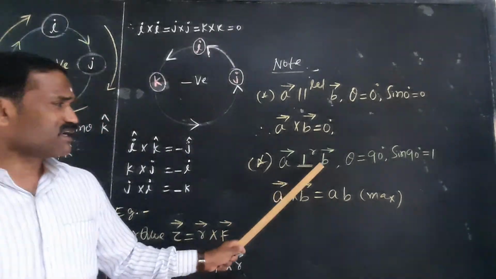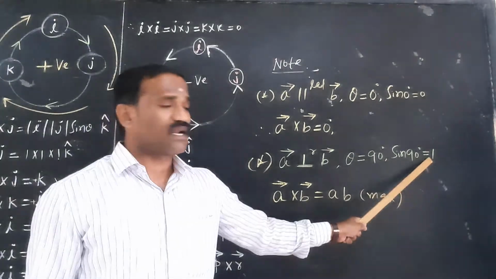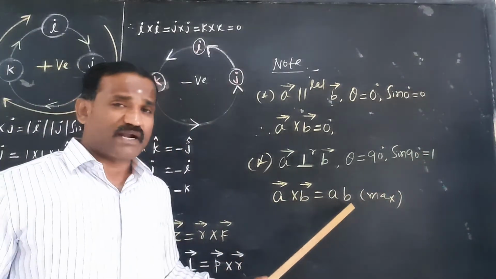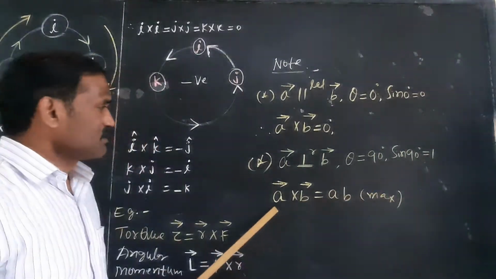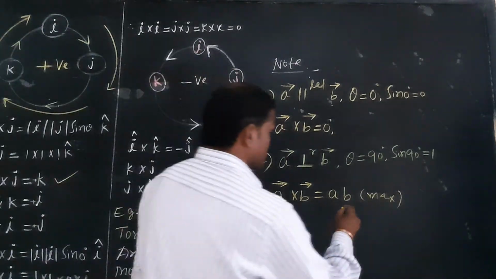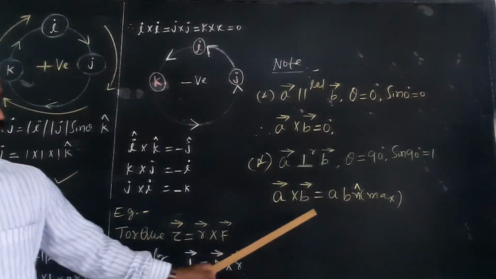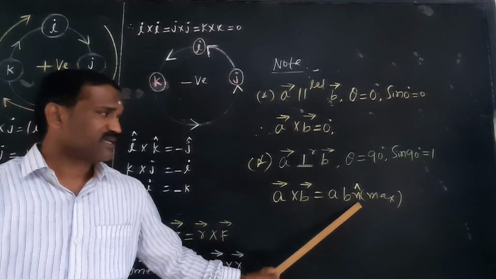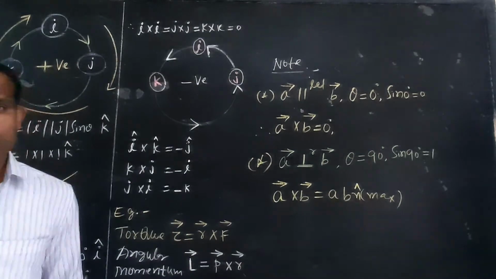Vector A is perpendicular to vector B. Theta is equal to 90 degree. Sin of 90 degree is equal to 1. Therefore, vector A cross vector B is equal to magnitude of A into magnitude of B into sin theta into n cap. Here I have not taken n cap, but you can write it, no problem. n cap will give the direction of A cross B. Vector A cross vector B is AB times n cap. Please copy the things.